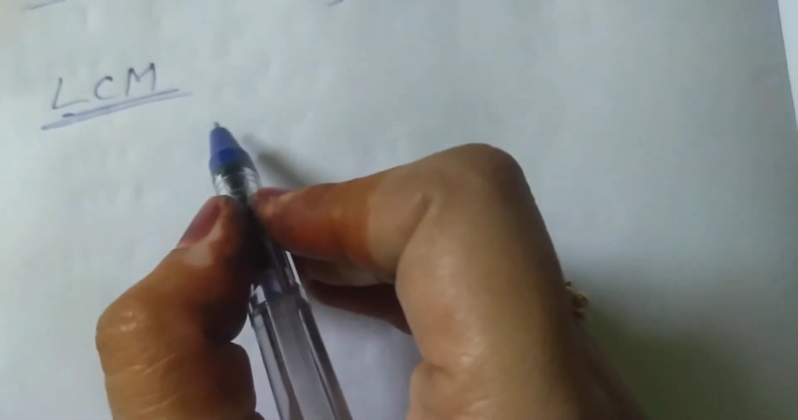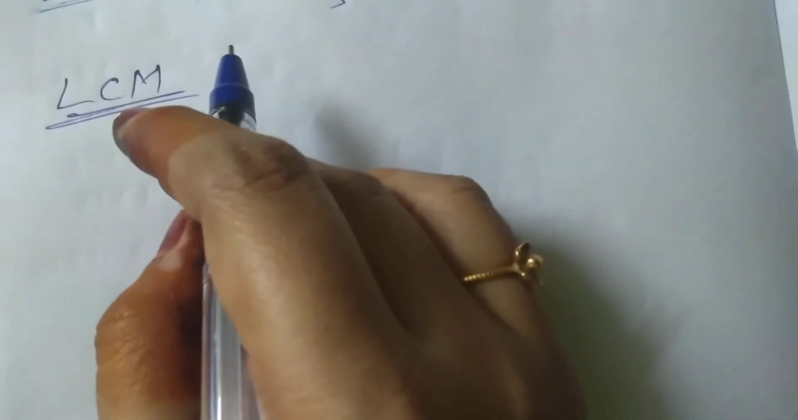Now LCM. The least number which is exactly divisible by each one of the given numbers is called their LCM. Here we are saying the least number which is exactly divisible by each one of the given numbers, means the given numbers should divide the LCM. Don't confuse guys, this is just the reverse of HCF, that's it.